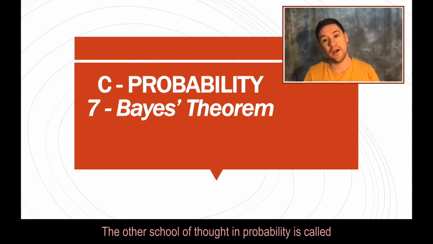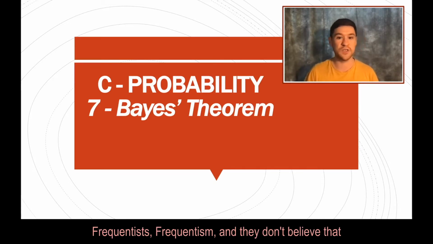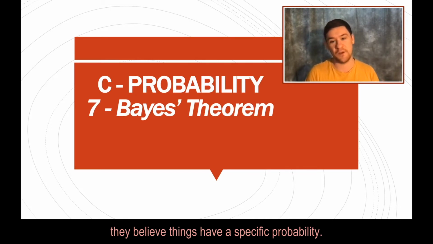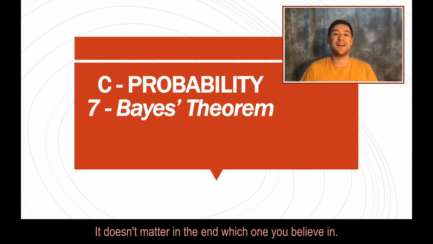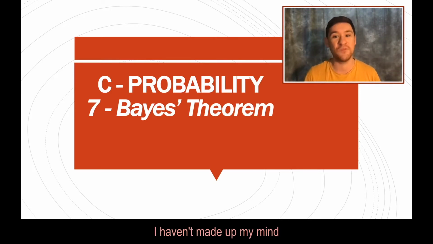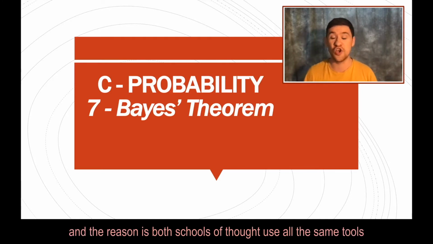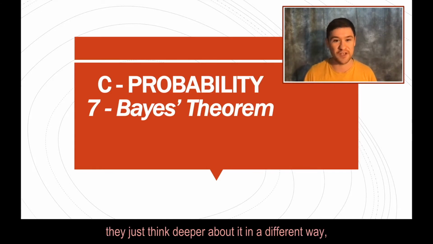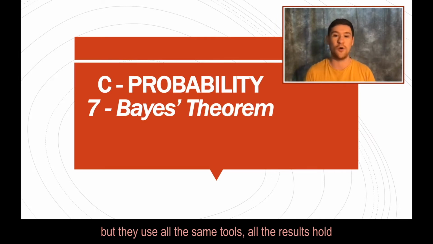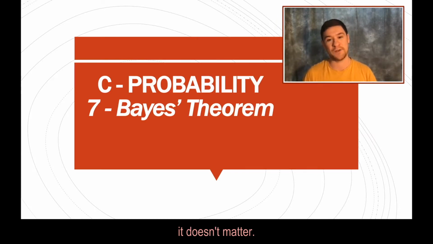The other school of thought in probability is called frequentism. And they don't believe that. They believe things have a specific probability. It doesn't matter in the end which one you believe in. I haven't made up my mind. I haven't really thought about it. And the reason is both schools of thought use all the same tools as each other to work things out. They just think deeper about it in a different way. But they use all the same tools, all the results hold, it doesn't matter.